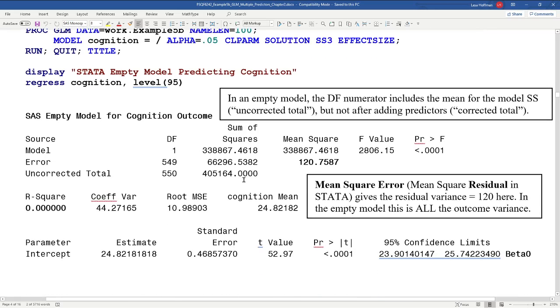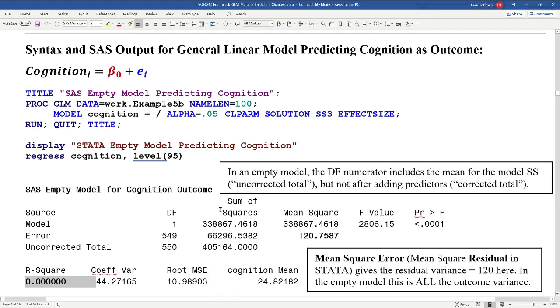So SAS, in this case, gives us our residual variance. So 120 is the variability in cognition. And that was exactly the same thing that we saw in just looking at the descriptive statistics for cognition, because this is all of the variability that there is to be had. From here, our job is to enter predictors into the model that hopefully account for some of this variability and thus bring this residual variance down. Another way of saying that this is all of the variability that there is to be had in cognition is that the R-square is exactly 0. We haven't explained any of it yet because we haven't put any explainers in the model.